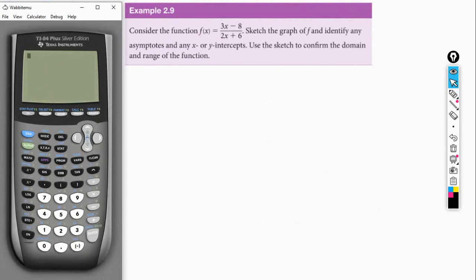So in the GDC, we go to y equals, and we plug in the function. Notice that we have to use parentheses. Calculators are pretty stupid, so we have to very clearly indicate what we want. Since we want the whole expression 3x minus 8 to be divided by the whole expression 2x plus 6, we have to use parentheses. So parentheses 3x minus 8 close parentheses, divided by parentheses 2x plus 6 close parentheses. And then we hit graph, and there we are.